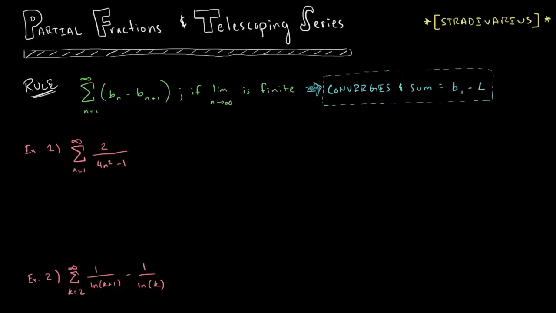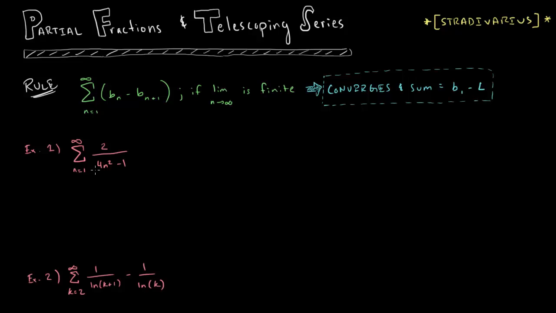This video is going to be on partial fraction decomposition and telescoping series. The rule that we're going to be working with is the fact that if you have a sum to infinity of b sub n minus b sub n plus 1, there are going to be terms farther down that cancel out previous terms. And once you take the limit of the general equation, once you've plugged in everything, if it's finite, then the series converges and the sum is the first term minus the limit.